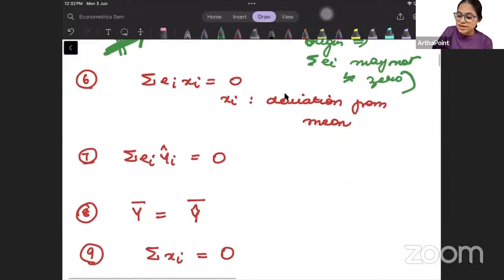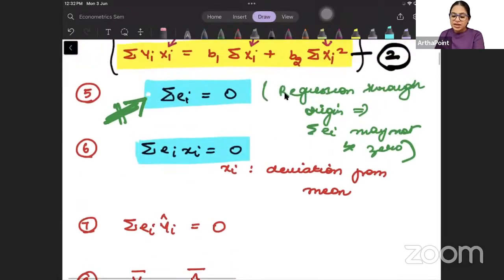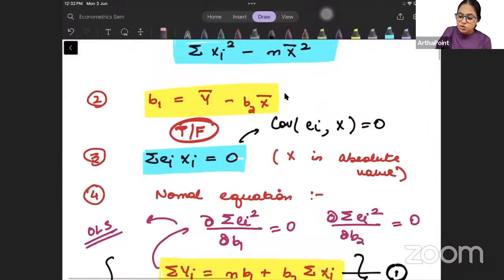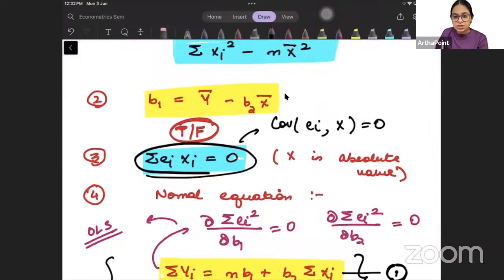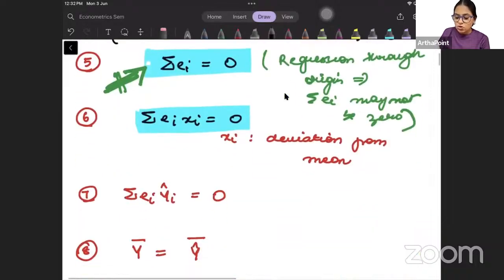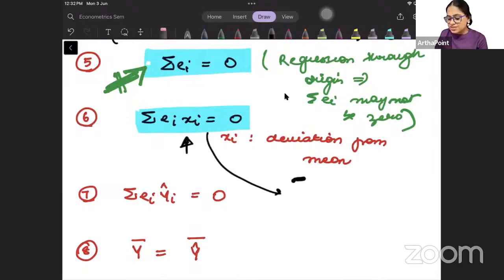Okay, now this is the next formula, which is summation ei xi equal to 0. How is it different? When we talk about equation number 3, in this xi is in absolute form, and when I talk about equation number 6, in this xi is in the deviation form. So we can open this up as summation ei (xi minus X bar).